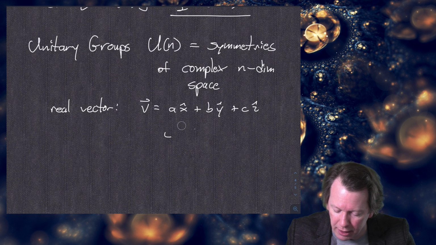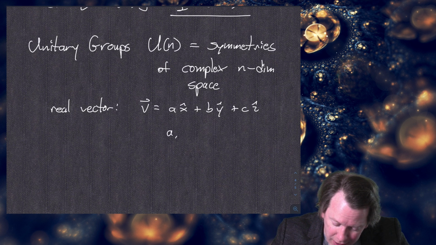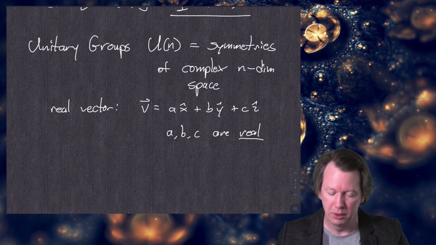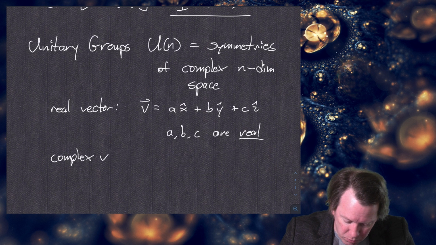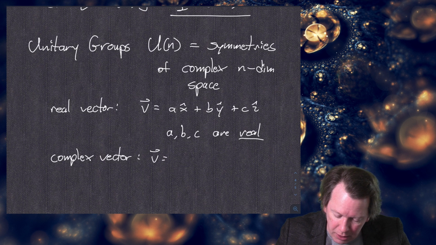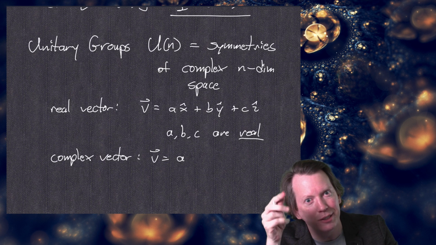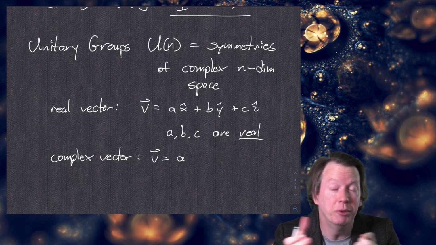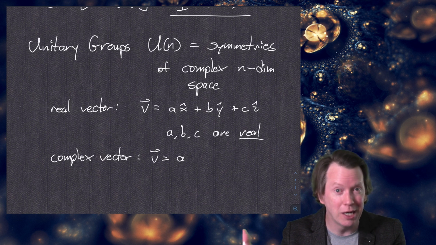I just said a correct thing, but you don't need to be mathy unless it is necessary, right? So A, B, and C are real. There you go. Whereas in a complex vector space, same exact notation, okay? V equals A, and because space, the 3-dimensional space we live in, is a real vector space, okay? We locate where we are using real numbers, not complex numbers.